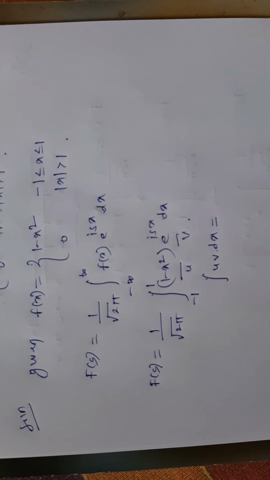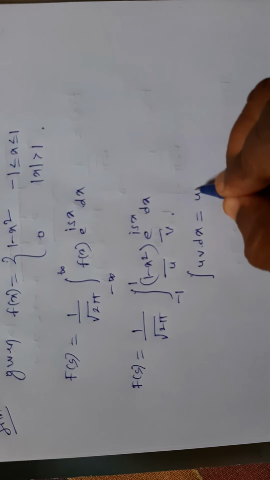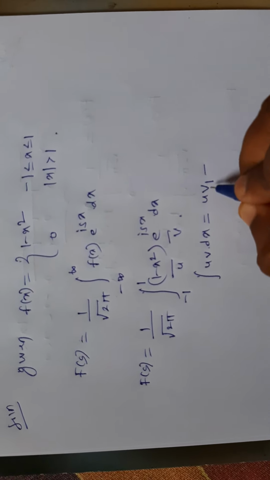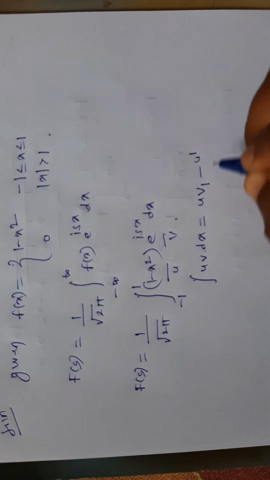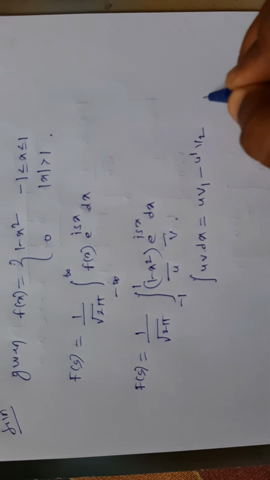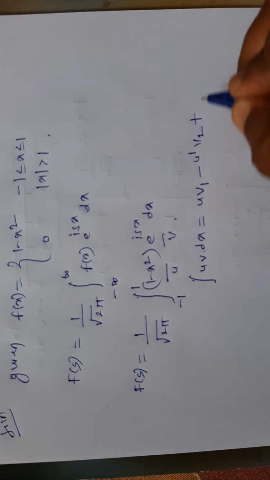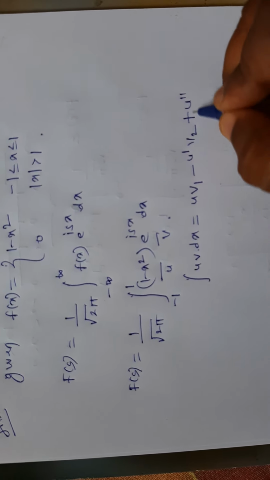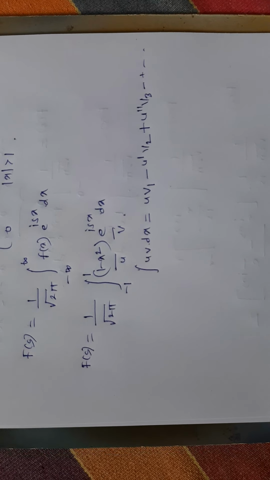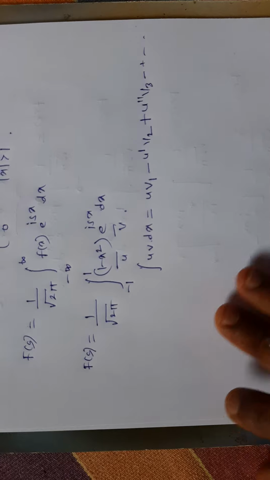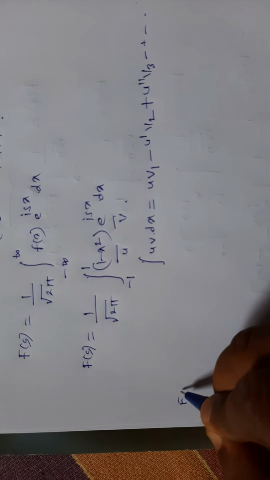The integration of u times v dx is u v1 minus u dash v2 plus u double dash v3, and so on up to infinity, where v1 is the integration of v, v2 is the integration of v1, and v3 is the integration of v2. So now I will apply the generalized Bernoulli's rule to integrate this function.